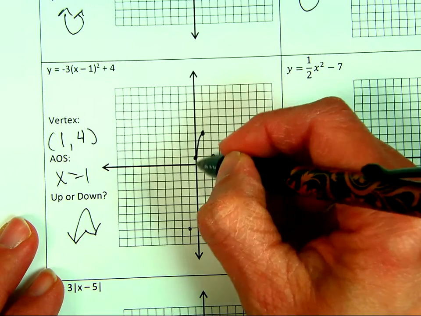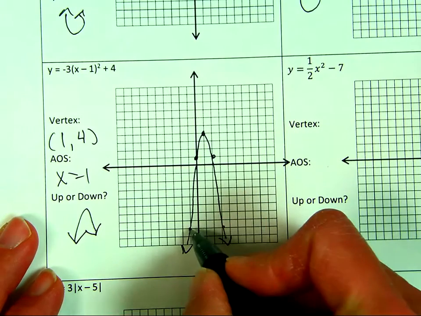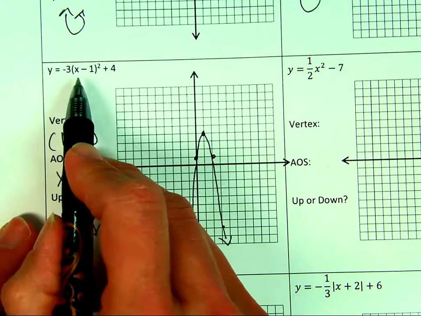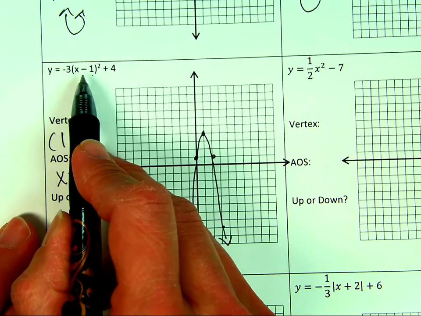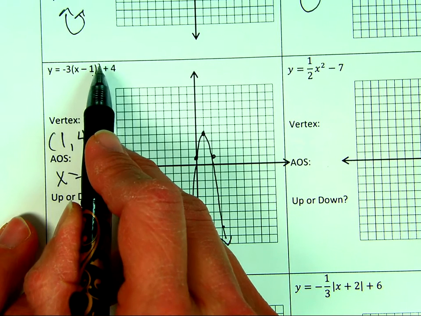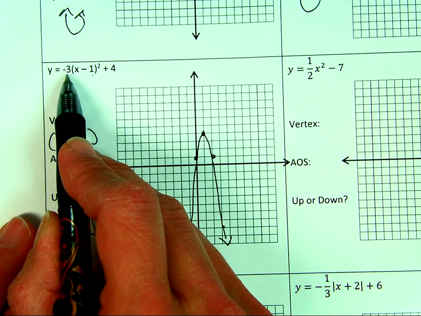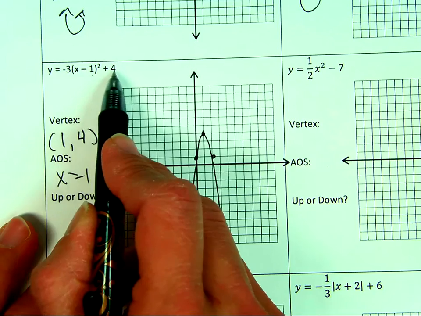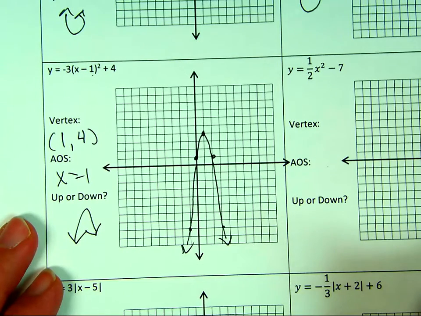And again, you could always check a point. So for example, that point right there is negative 1. If we put a negative 1 in there, we get negative 1 minus 1, which is negative 2. When we square a negative 2, we get a 4. When we times 4 by negative 3, we get negative 12. And when we say negative 12 plus 4, we get negative 8. And so that is where I am right there in the graph. You could always double check. You don't have to use the pattern. You can always plug in things.